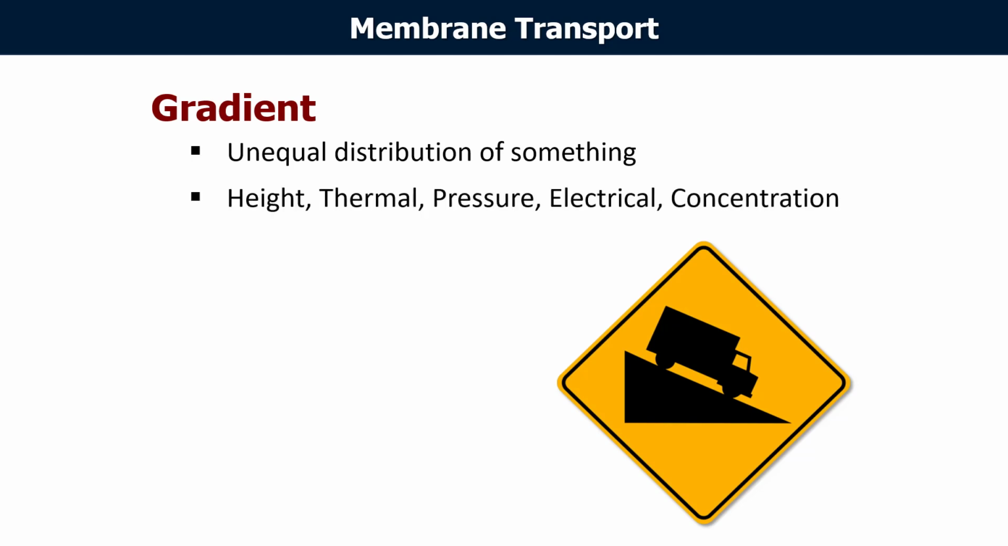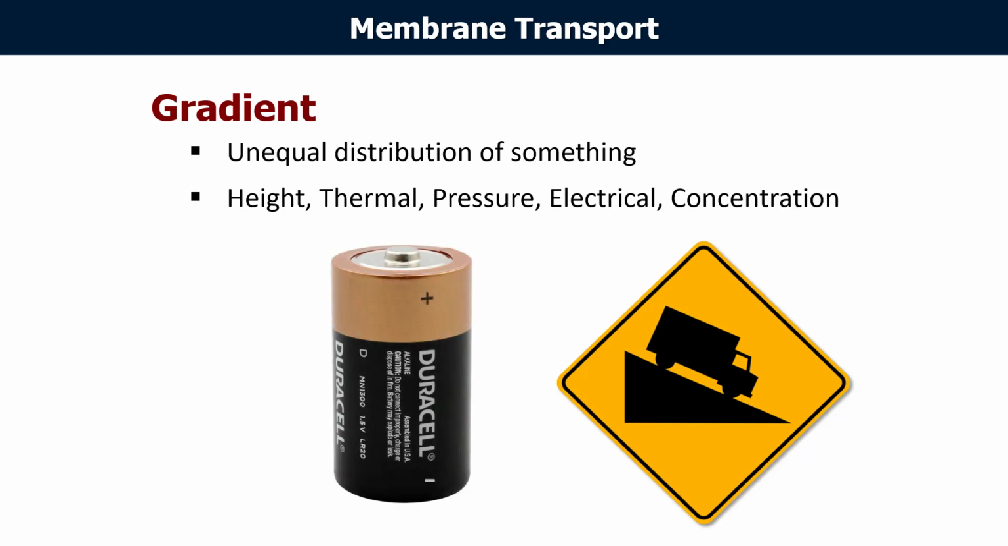It could be height, but we could also have an unequal distribution of heat or energy. That would be a thermal gradient. We could have a pressure gradient, areas of high pressure and low pressure. That's what allows you to fill your car tires with air at the gas station. You could have an electrical gradient. That's what a battery is.